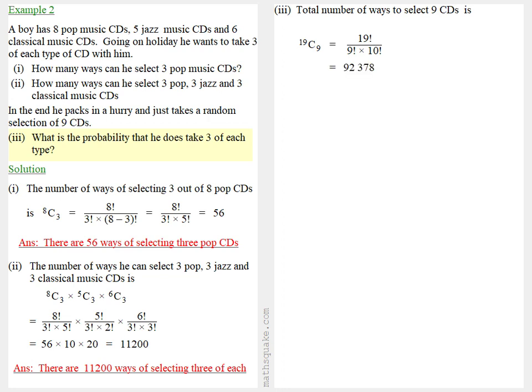92,378. So the probability of selecting 3 of each is the answer from the last question, 11,200 over 92,378, which does cancel down to 5,600 over 46,189, or as a decimal, that's 0.12140988. So our answer, rounded off to 4 decimal places, is the probability that he packs 3 of each is 0.1214.